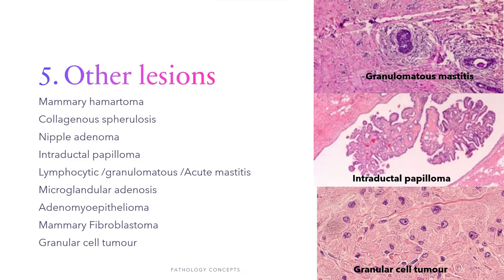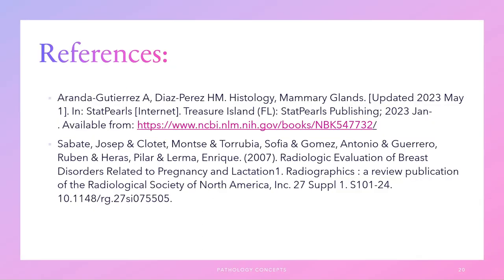Other lesions of the breast include mammary hematoma, collagenous spherulosis, nipple adenoma, intraductal papilloma, lymphocytic granulomatous acute mastitis, microglandular adenosis, adenomyoepithelioma, mammary fibroblastoma, granular cell tumor. So this is in short about the breast.